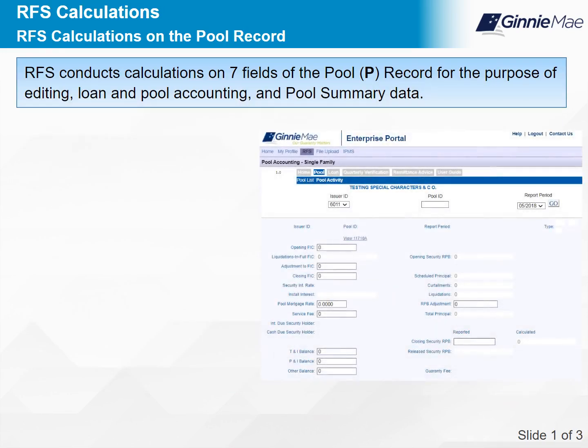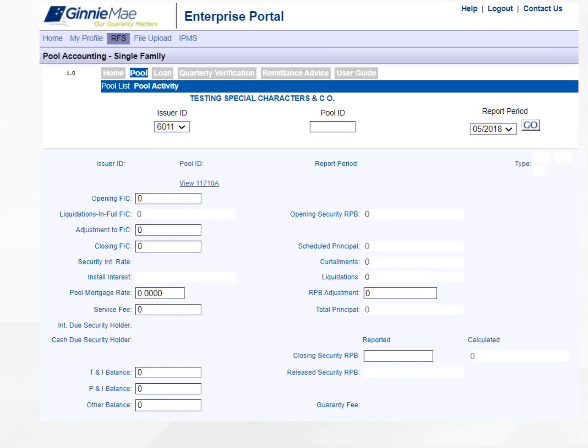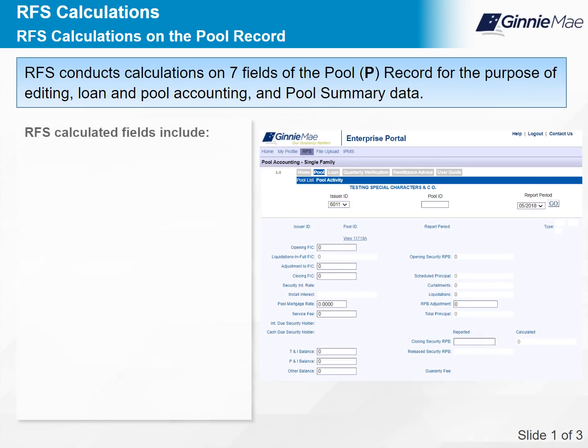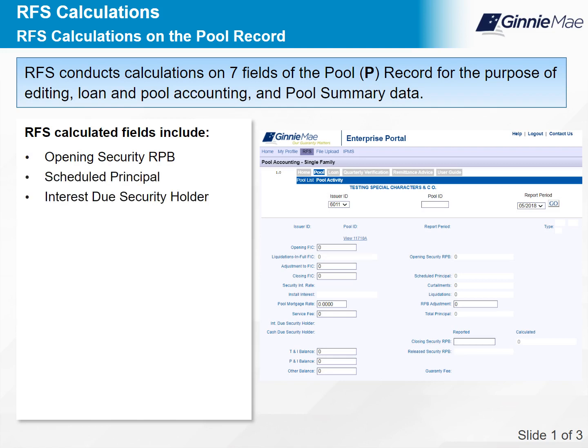RFS conducts calculations on the pool P record. 7 fields are calculated for purposes of editing, loan and pool accounting, and pool summary data. Fields calculated by RFS but not reported by the issuers include opening security RPB, scheduled principal, interest due security holder, and cash due security holder.